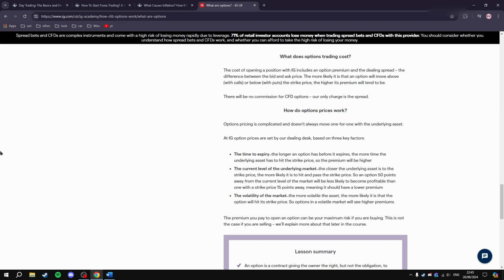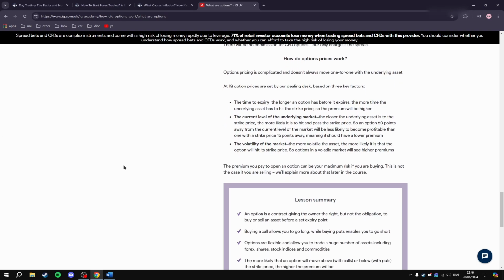But how do you know whether it's more likely or less likely though? There will be no commissions for CFD options, only the spread is charged. But how do they work out its likelihood? I'm assuming that if it's really close to the market price, then there's a higher chance of hitting it, and if it's really far away from the market price, then it's less likely to hit it. Maybe that's how they do it. Okay.